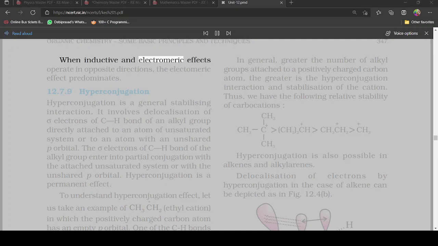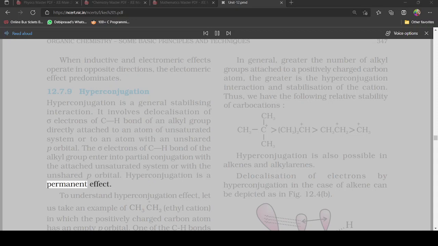When inductive and electromeric effects operate in opposite directions, the electromeric effect predominates. 12.7.4 Hyperconjugation. Hyperconjugation is a general stabilizing interaction. It involves delocalization of sigma electrons of C-H bond of an alkyl group directly attached to an atom of unsaturated system or to an atom with an unshared p orbital. The sigma electrons of C-H bond of the alkyl group enter into partial conjugation with the attached unsaturated system or with the unshared p orbital.